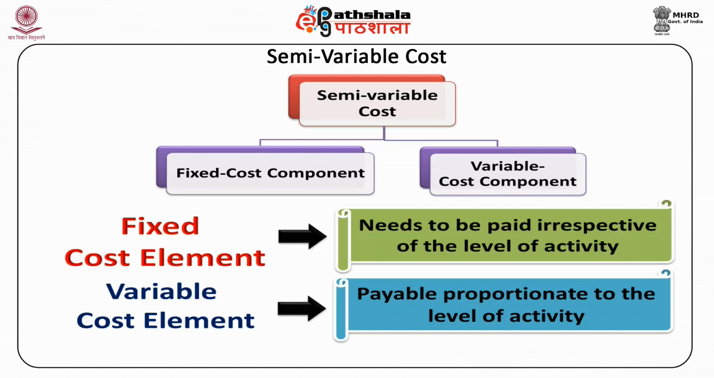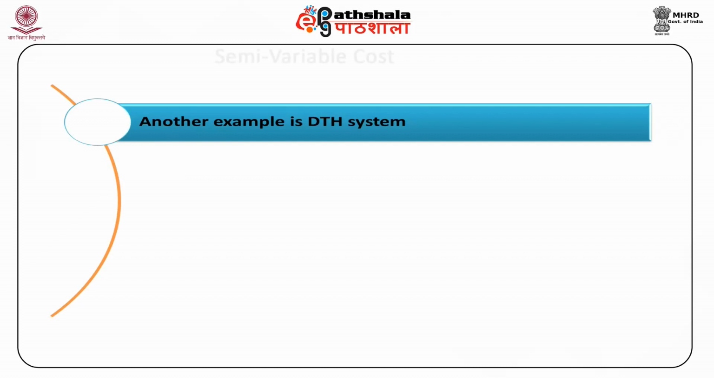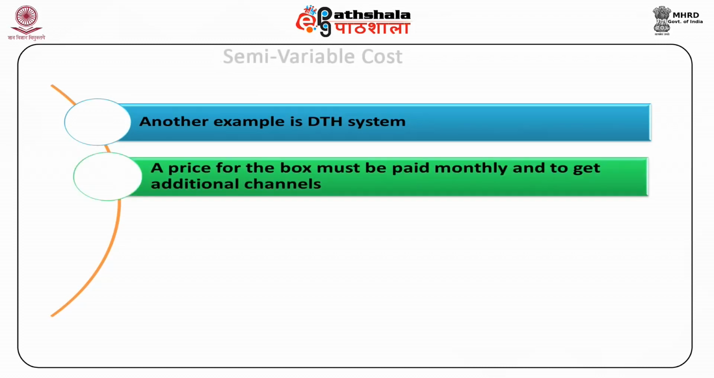It shows similarities to telephone bills. One must pay line rental and on top of that a price that depends on how heavily one is using the service. So, it changes with output. Another example is a DTH system. A price for the box must be paid monthly, and to get additional channels, more money has to be given.